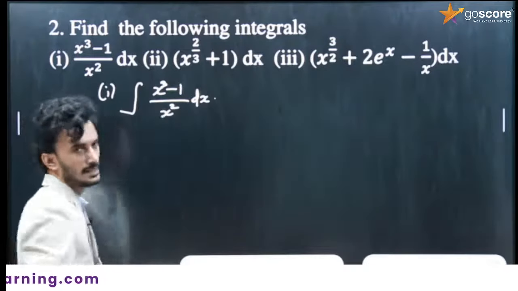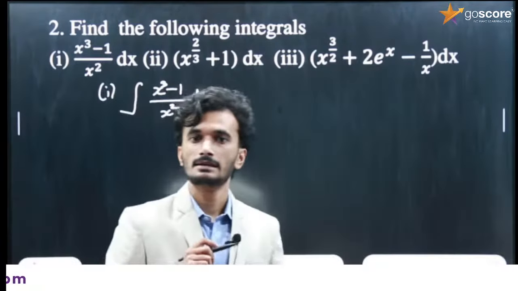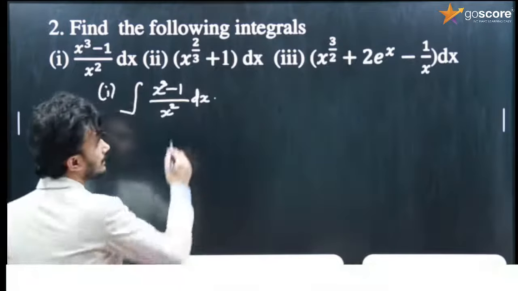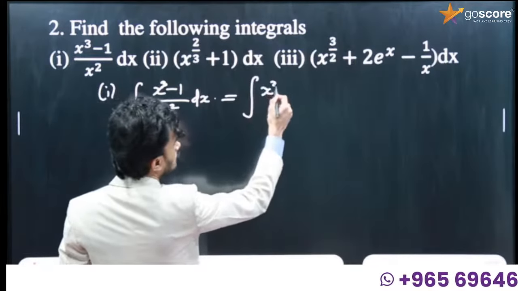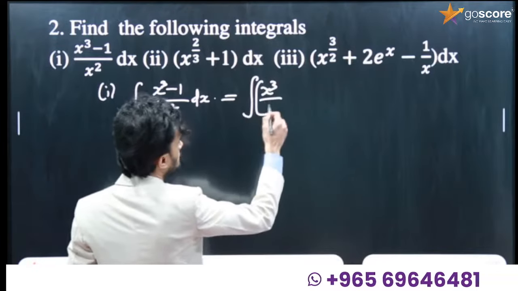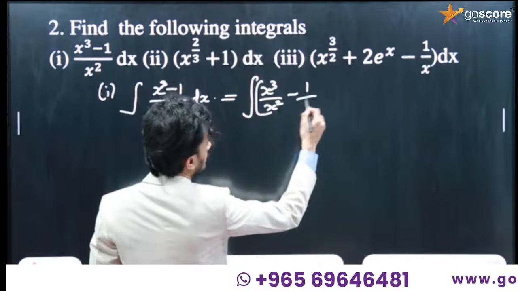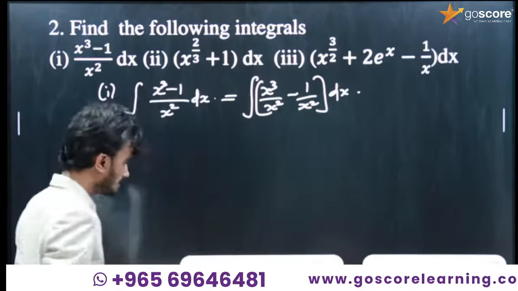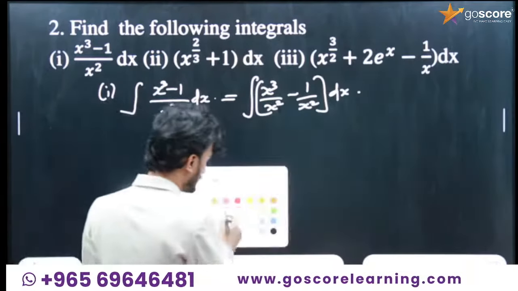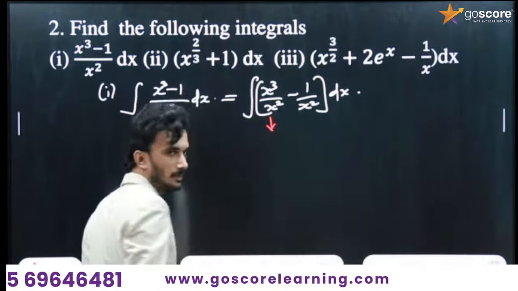So here you can see the denominator is x square. So we can write this one as x cube minus 1 by x square into dx. So you can see that this one is which property?